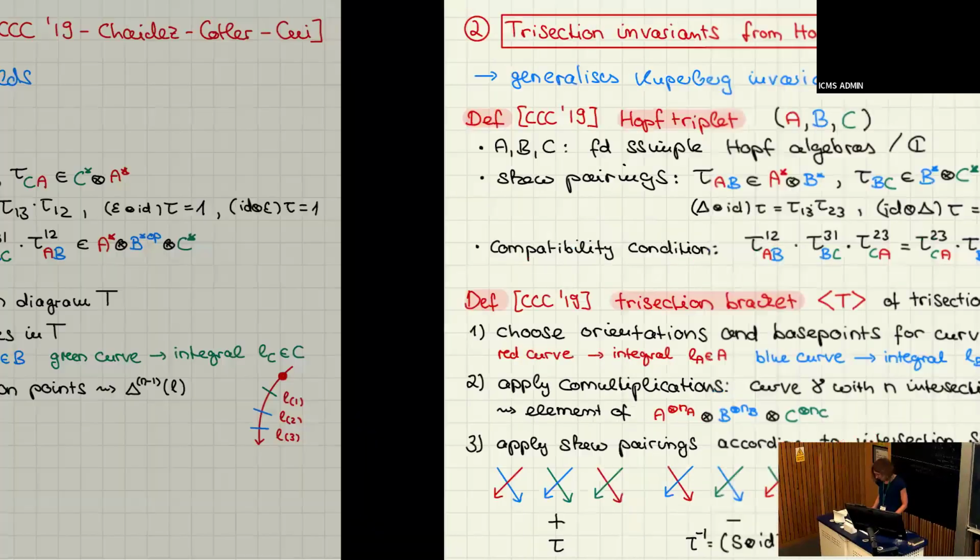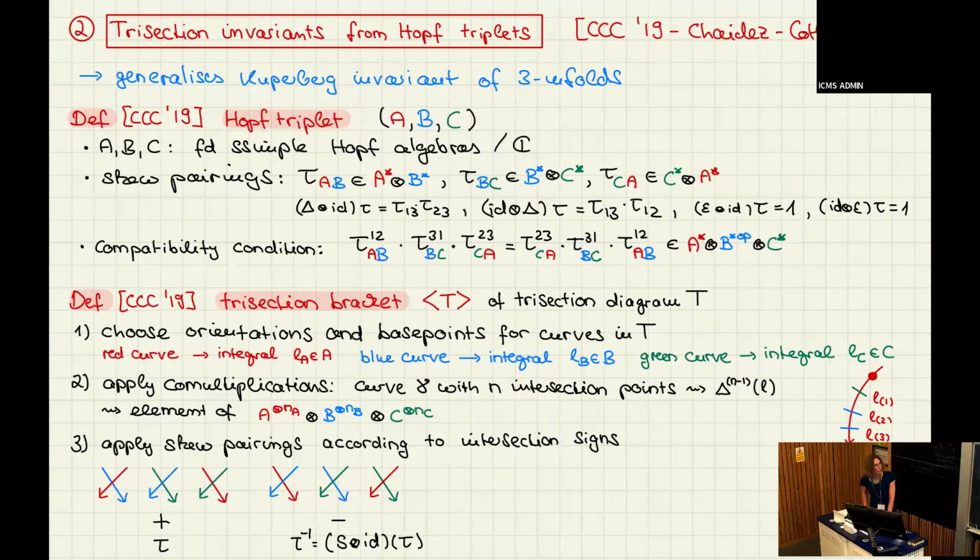The next step is that you apply these skew pairings and you take into account the signs. So for each intersection point, you have two copies in this big tensor product that belong to the intersection point, and they're of different colors. So you can move them next to each other. And then you apply this skew pairing if it has a positive intersection sign. So these are these three here. And if there's a negative intersection sign, that are the other three, then you apply the inverse of this skew pairing. And this gives you a number.